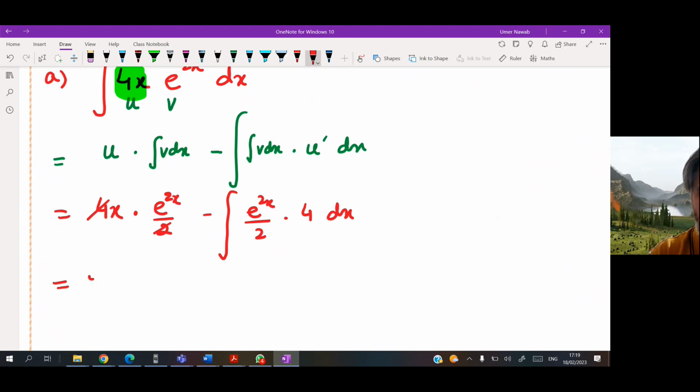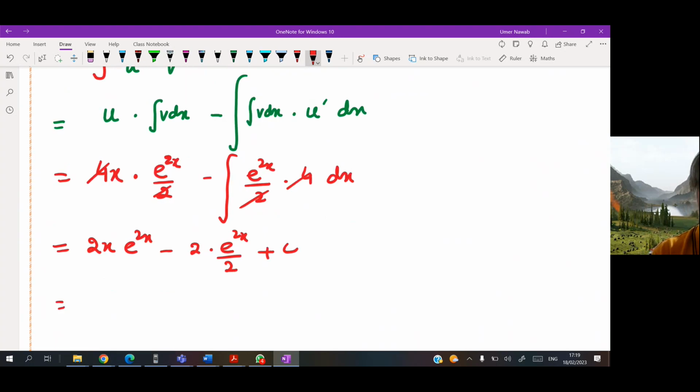2 cancels with 4, so 2x e raised by 2x. 2 cancels with 4 is 2. Integration of e2x is e2x divided by 2 plus c. And finally, I'm going to write 2x e2x minus 2 cancel plus c.